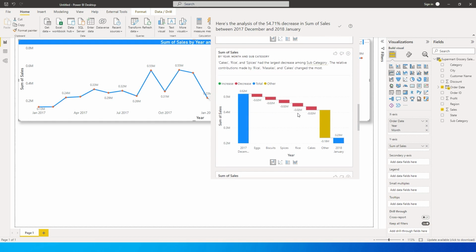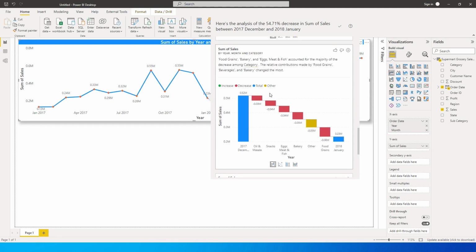And on the next chart here, it's trying to explain by category. These are the categories. Cakes, rice, and spices had the largest decrease among these subcategories. So we can very clearly tell that something is happening around this area. Maybe because December was the festive season, a lot of people bought a lot of stuff like cakes, rice, spices, etc. because it's a festive season. And January, of course, is not a festive season. So maybe the sales have dropped because of that. So basically, this gives you pretty much an idea as to what is happening with your data.